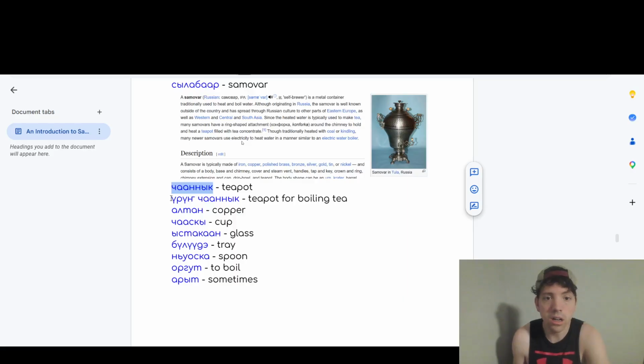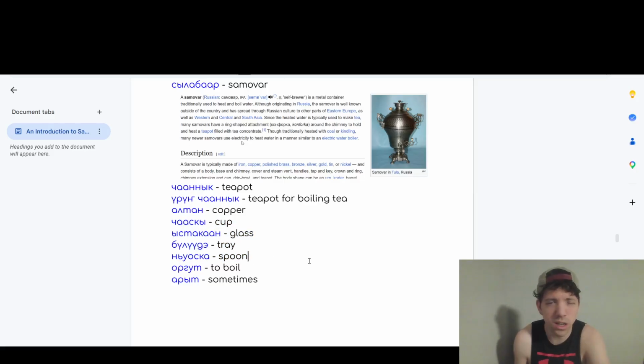But anyway, chanuk means teapot. Urun chanuk means a teapot for boiling tea. Urung means white. Altang, copper. Chaska, cup. Ustakan, glass. Bulude, tray. Nuoska, spoon. Argut, to boil. Audit, sometimes.